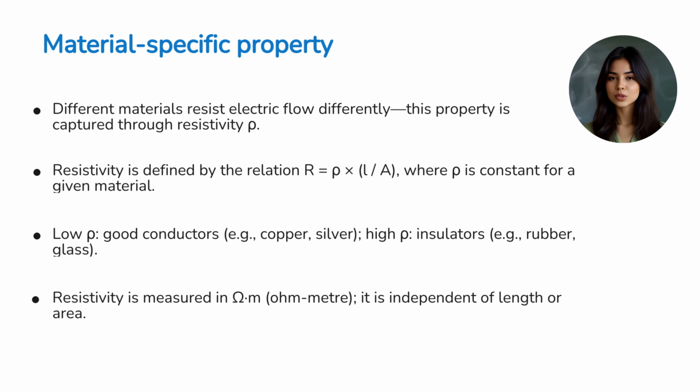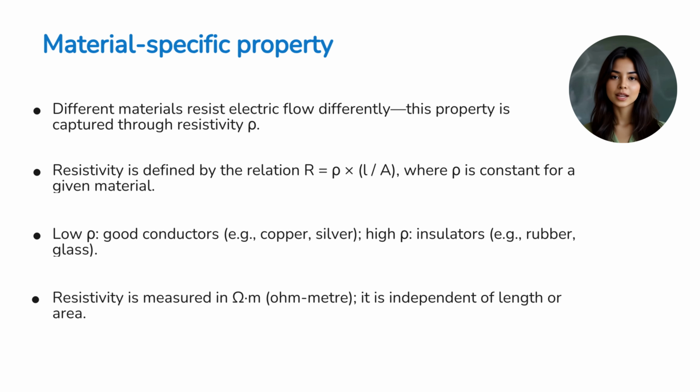Now here's how it works. The resistance of a wire doesn't depend only on its length and thickness, but also on what it's made of. And that's where resistivity steps in. The relationship is given by the equation R equals ρ times L by A, where R is resistance, L is the length, A is the cross-sectional area, and ρ is the resistivity, a constant for each material.